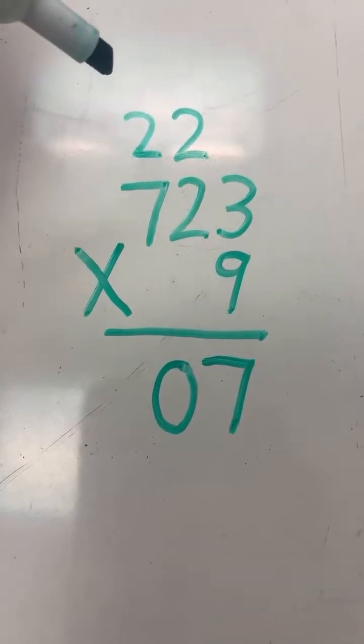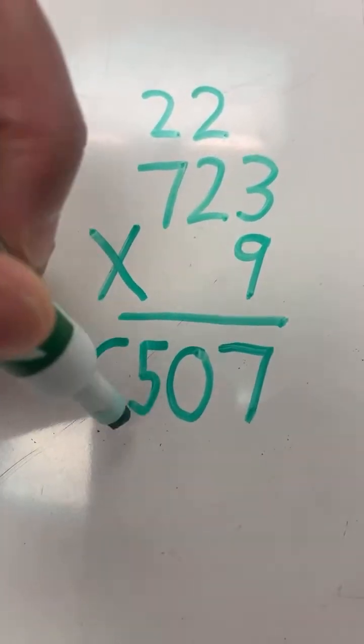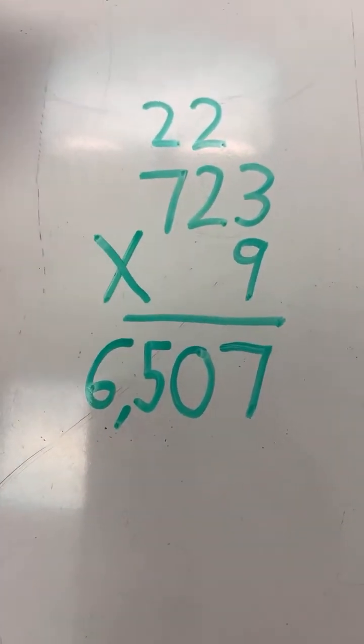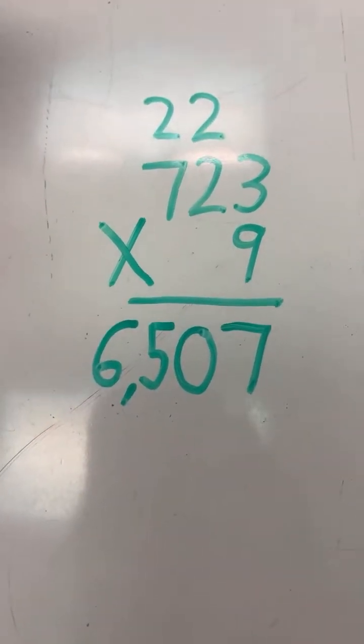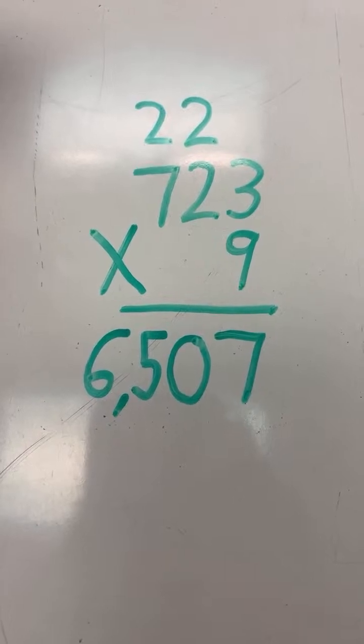7 times 9 equals 63, plus 2 equals 65. And we have our final answer, 723 times 9 equals 6,507.